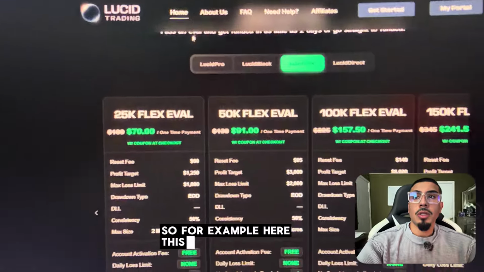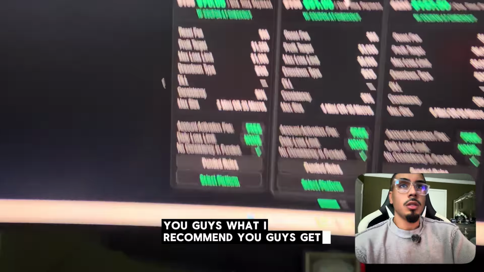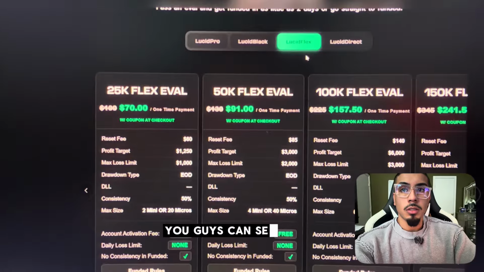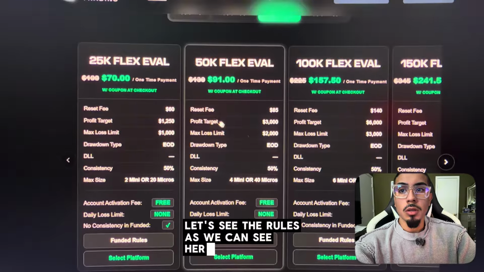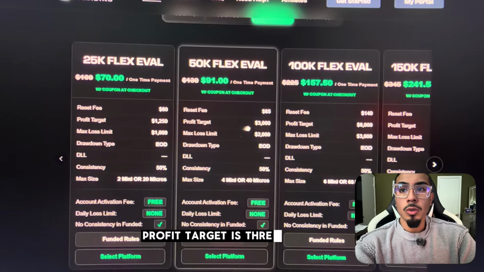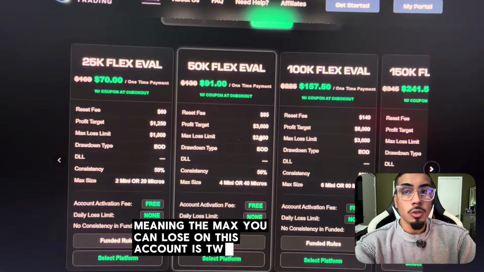So for example here, this is Lucid Trading, right? This is one of my favorite ones. What I recommend is you get the Lucid Flex. You can see here, the Lucid Flex, right? Let's see the rules. Okay, the profit target is $3,000. The max loss limit is $2,000, meaning the max you can lose on this account is $2,000.